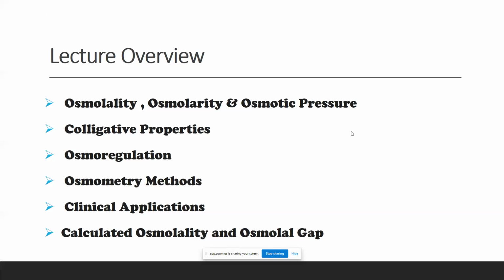So just an overview of the points that we'll be covering in today's lecture. We'll go through the meaning of osmolality, osmolarity, and osmotic pressure, and what those different things mean. Colligative properties, osmoregulation in normal physiology, methods to do with osmometry, the clinical applications of osmolality, and calculated osmolality equations, as well as the osmolar gap.